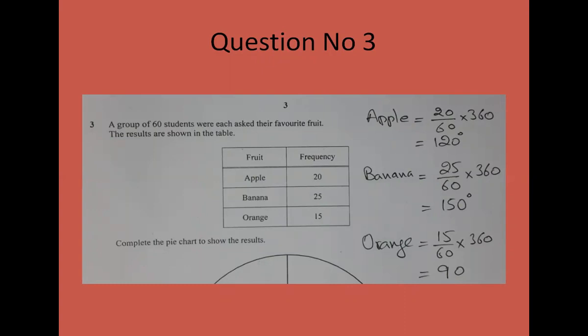For banana, there are 25 people who said they like banana. So 25 divided by 60 times 360, it will be 150 degrees. And for orange, 15 people said they like orange. So 15 divided by 60, 60 is the total people, multiply 360, so it will be 90 degrees. So this is how you will calculate the angle for each sector.